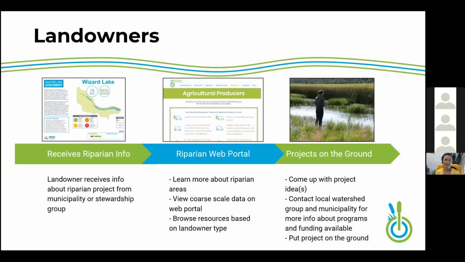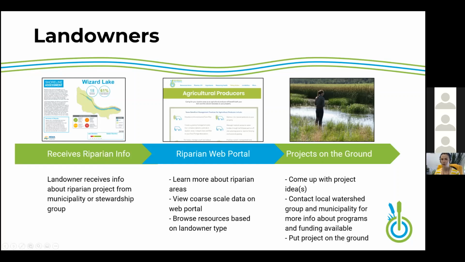So the last group are our landowners, and obviously, so much of our landscape is privately owned, and so these are a really key audience. We can't put projects on the ground unless we have buy-in from the landowners, and so what we would anticipate happening is that a private landowner might receive a document like this that might come from their local stewardship group, or they might see that more municipal level document. And so that's likely the first step of exposure to a landowner.